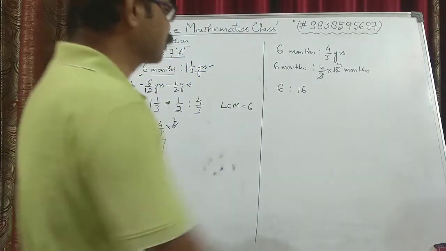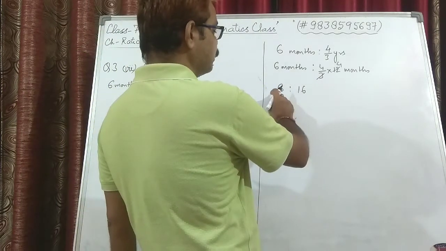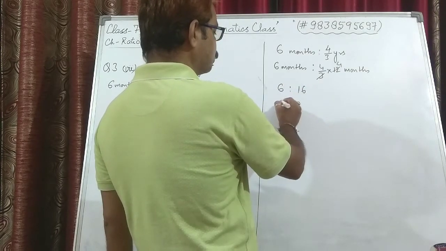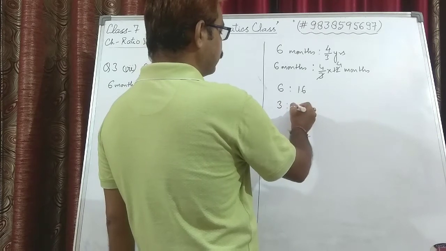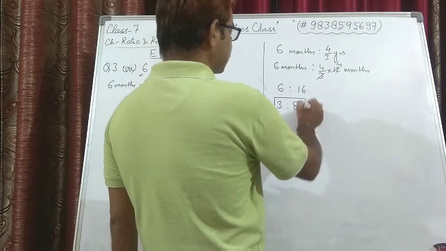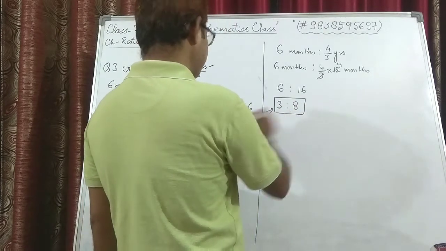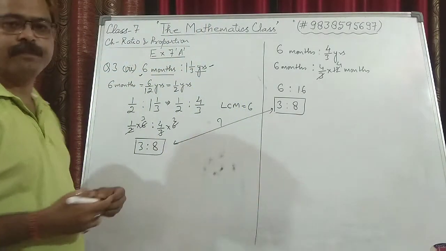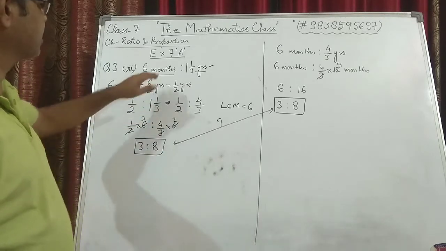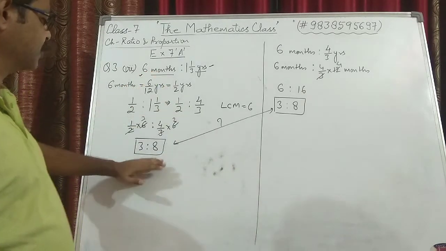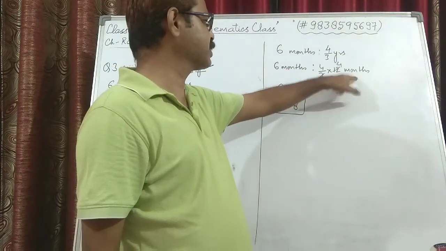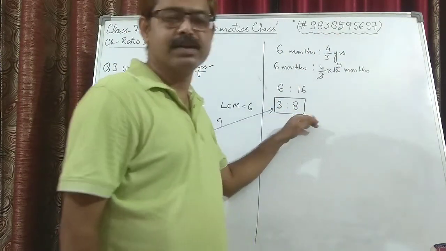Now this has to be reduced to the lowest terms. So both these numbers are divisible by 2. So 2 threes are 6 and 2 eights are 16. This is the final ratio. I hope you can make out that both of them are coming the same. Either you convert months into years, then you will get the same value, or when you convert years to months, then again if you solve, you will get the same value.